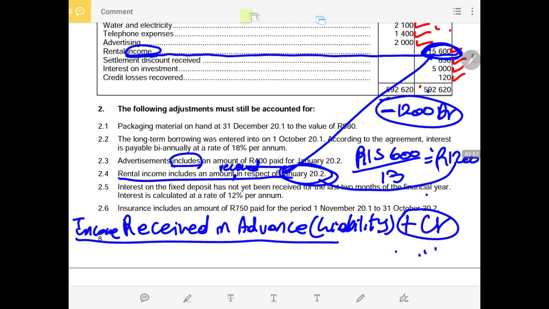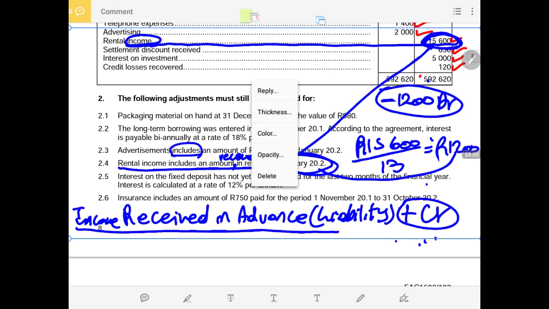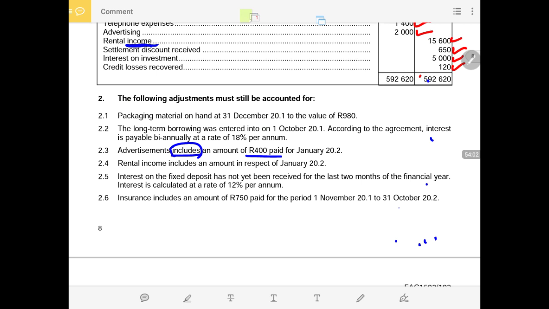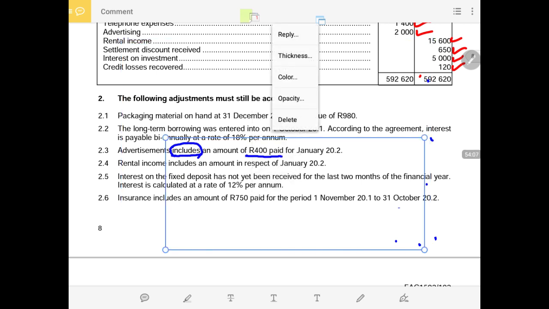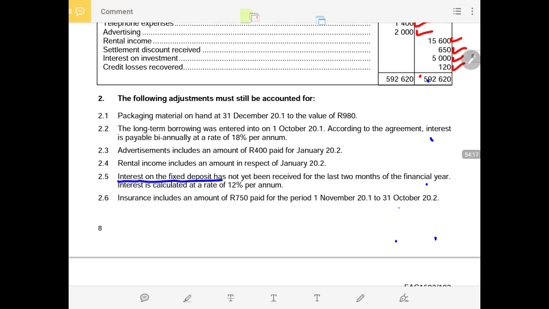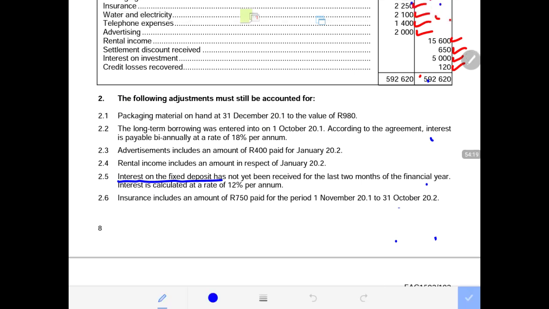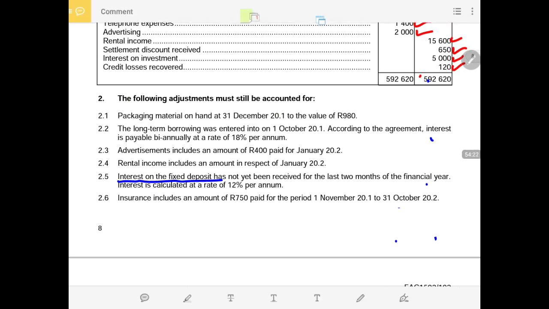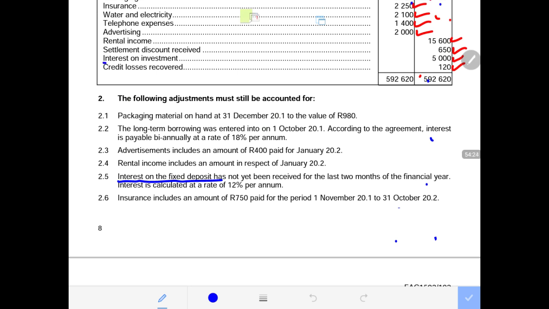Next adjustment, it is adjustment number 2.5. Let us listen to what 2.5 has in store for us: the interest on the fixed deposit. It says interest on a fixed deposit has not been received for the last 2 months. Before that, it says interest on the fixed deposit. Let us look for the interest on the fixed deposit. There is interest on the fixed deposit of how much? Of 5,000.